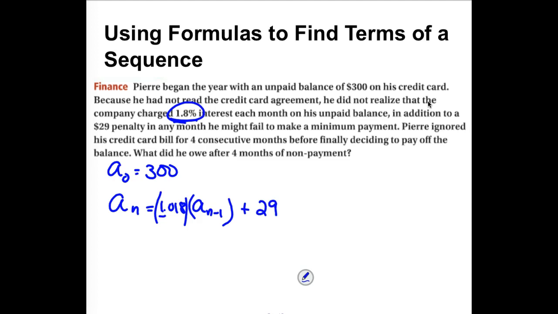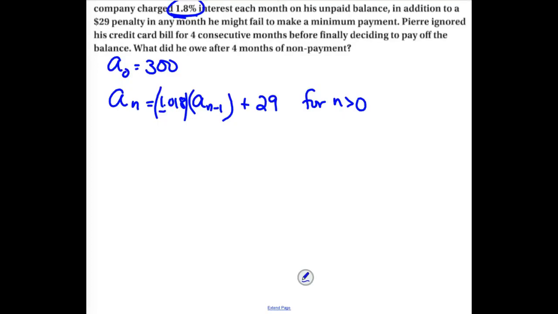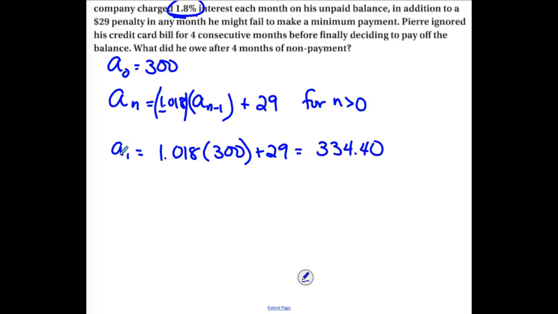So let's look at what happens if I don't pay my bill. The first month that I don't pay my bill, I am spending 1.018 times that $300 that I didn't pay off, plus an extra $29. Grab your calculators, multiply that out, add your 29. We should get $334.40. So the first month that I don't pay it, I am getting charged an extra $34.40.